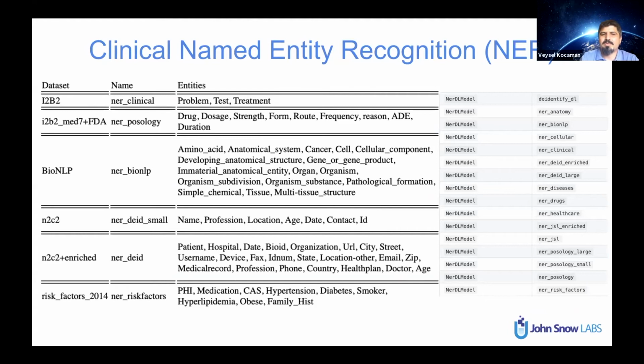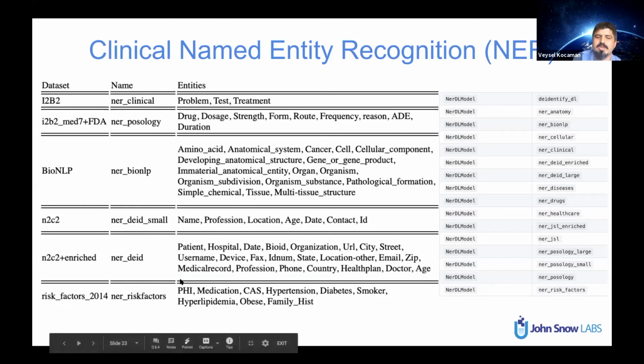And these are the pre-trained NER models that we have inside Spark NLP right now. All of them are dedicated to extracting certain entities. If you want to extract drug-related entities, you will use the posology model. If you want to extract sensitive information, you can use other multiple options. If you want to extract just age, you can use that one. If you want to extract smoking, risk factors, or obesity, you can use this one. These are licensed, by the way.